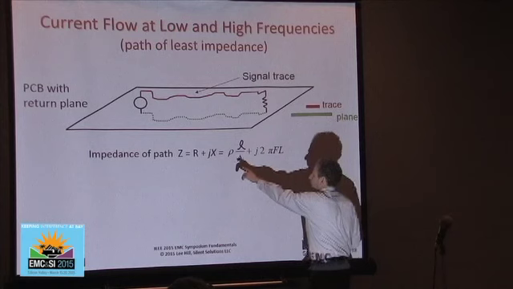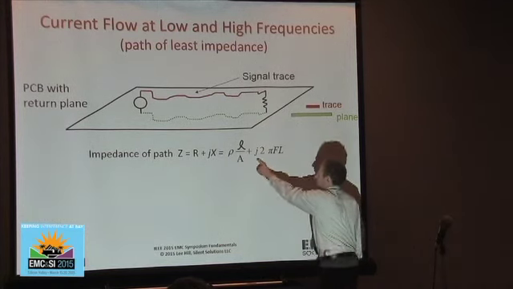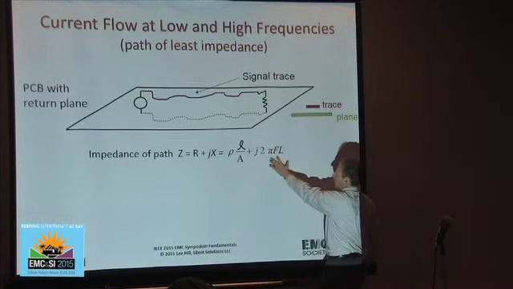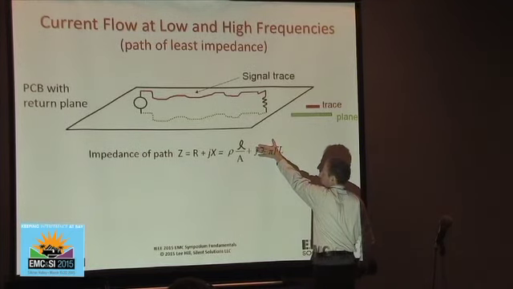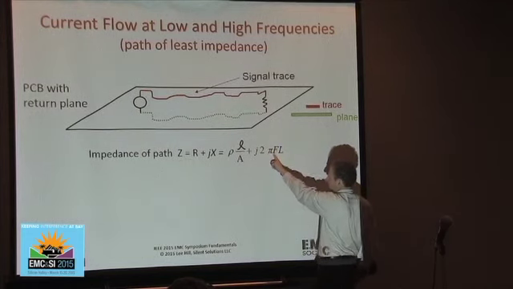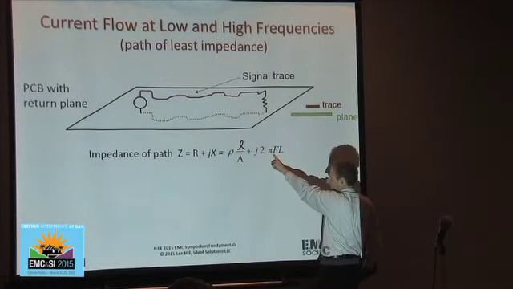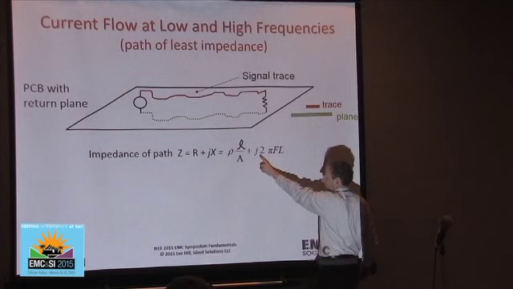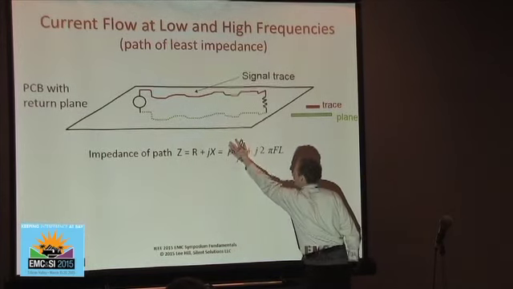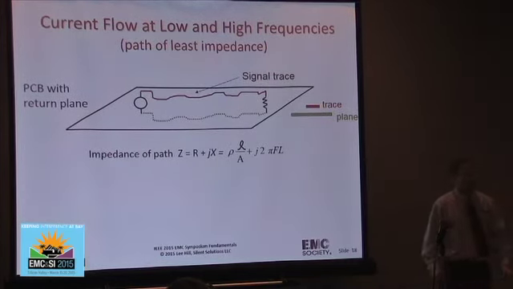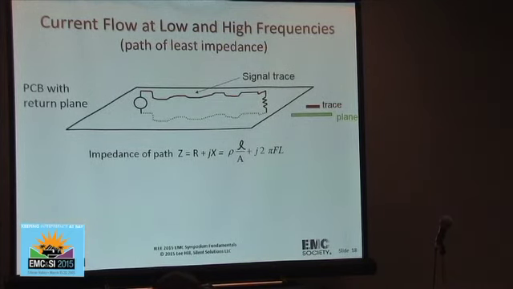Current takes a path of least impedance. Least impedance, resistance plus inductive reactance. If f is really, really small, this is DC circuits class. Current takes the path of least resistance, right? If f is really, really big, and we're talking about good conductors, then 2 pi f L will dominate. So at very low frequencies, current seeks the path of least resistance. It spreads out to get the greatest area.